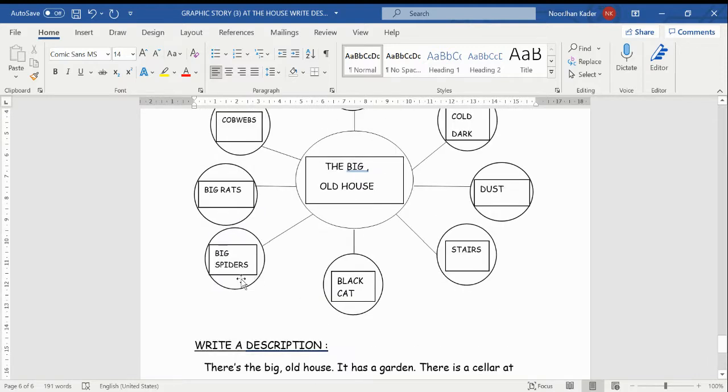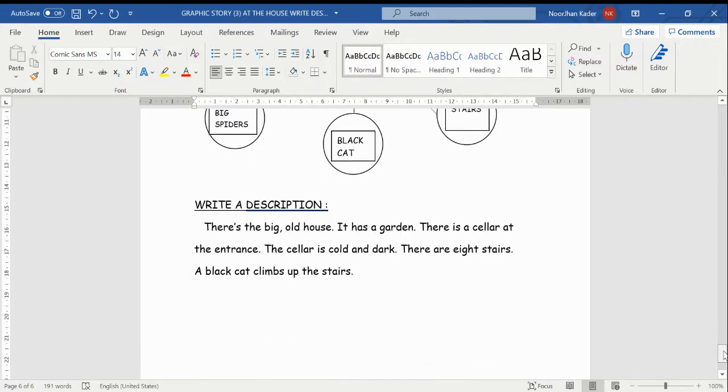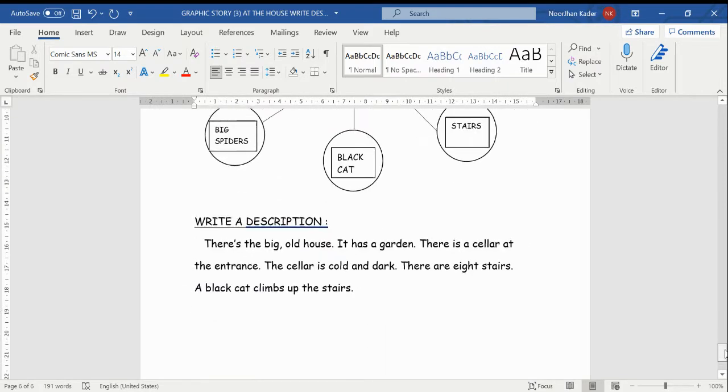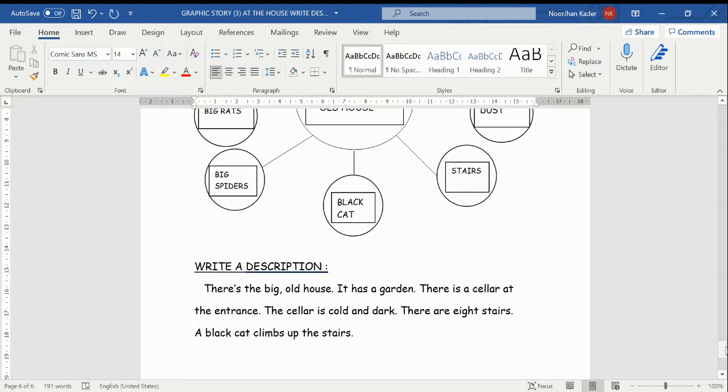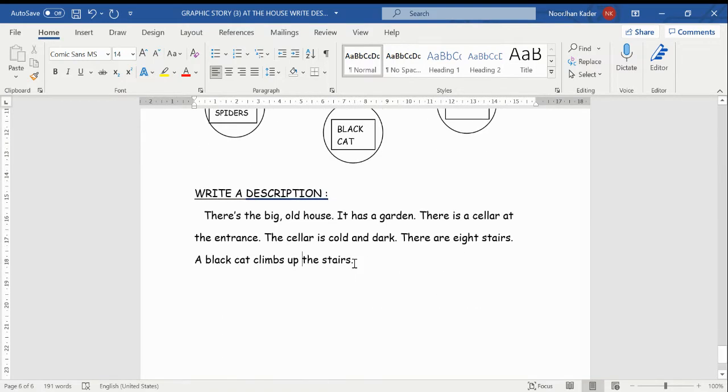And now, big spiders. Dust and cobwebs, we'll put together because they are in the same category, things that you can find in an old house, so it will be appropriate to write them together later on. A black cat climbs up the stairs. We have to write that it's moving, because it is not sitting in one place. Then we find big spiders. How many big spiders? There are seven big spiders. Big spiders are all on the cobwebs.